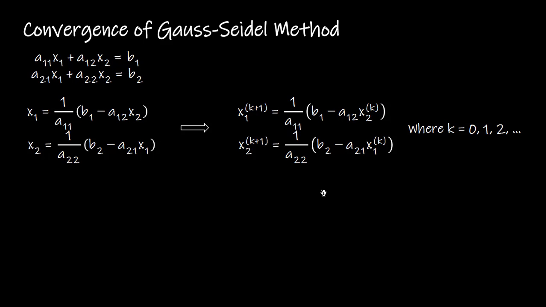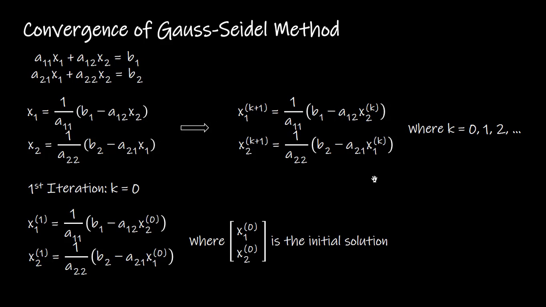The first iteration can be performed by taking the value of k equal to 0 in this iterative scheme. The solution obtained by taking k equal to 0 is the first approximate solution, which is now represented as x1 superscript 1, x2 superscript 1, and we can see that on the right hand side this is x1 superscript 0, x2 superscript 0. These two are known as the initial solution.